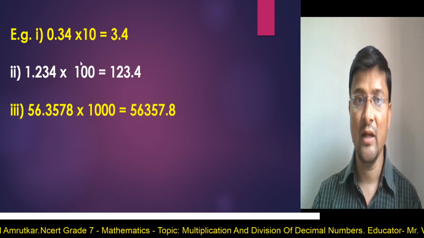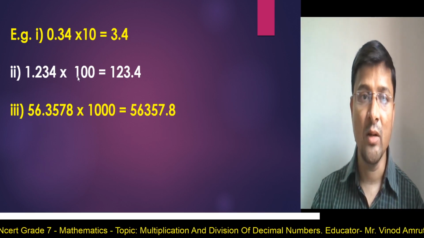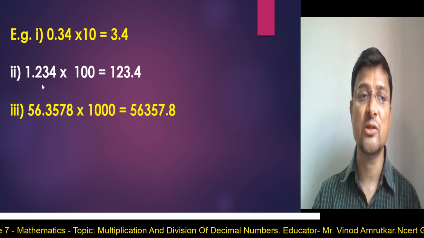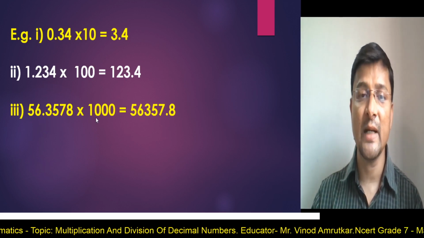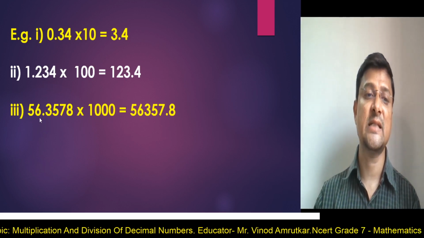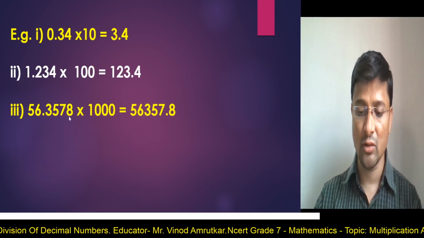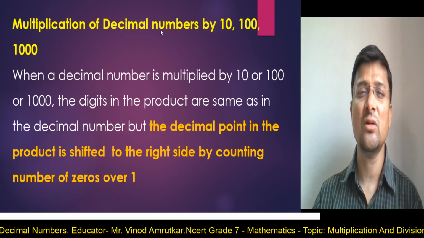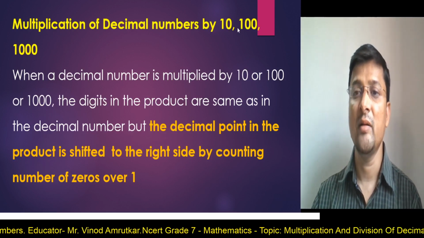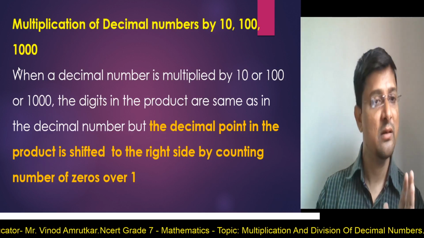So students, remember one thing: when you multiply by 10, move that decimal point just one digit to the right side. When we multiply by 100, move that decimal point just 2 digits to the right side. And when we multiply by 1000, move that decimal point to the right side by 3 digits. So this is the rule of multiplication of decimals by 10, by 100 and by 1000.